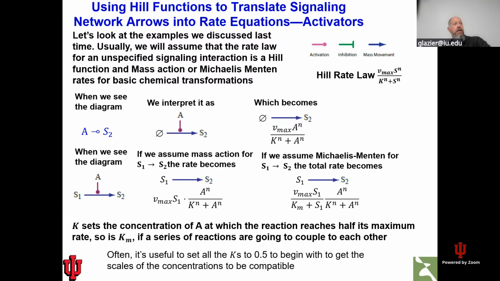Because when we do regulation, we almost always use the Hill approximation for regulatory interactions. We're going to run out of time today, but I want to go through this concept because you'll be using it in the homework, and we'll come back to it next time and apply it, which is, suppose that we see a regulatory arrow. A promotes S2.